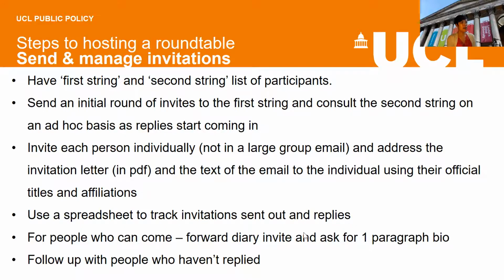As you start hearing back from people from your first string, if you're still finding your numbers are low, then you can go to your second string, your second list of people, and start inviting those as well. Invite people individually, so have an individually addressed covering email and then a PDF version of the invitation letter. Don't just send out a generic large group email, even though that might seem like it'll be quicker to do. It's less personal and people are less likely to respond.